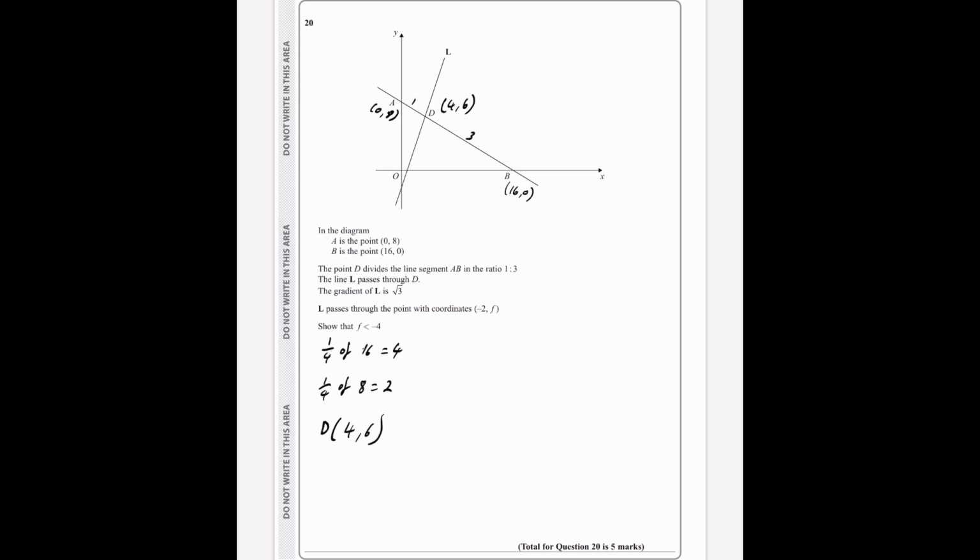To find our equation L, well, we know that the gradient of L is root 3, so y equals mx plus c, or y equals root 3x plus c. We know that passes through D, so I can substitute y for 6 and x for 4, so 6 equals root 3 times 4 plus c. Subtract 4 root 3 from both sides, we get c to be 6 minus 4 root 3. Therefore, the equation of L is y equals root 3x plus 6 minus 4 root 3.